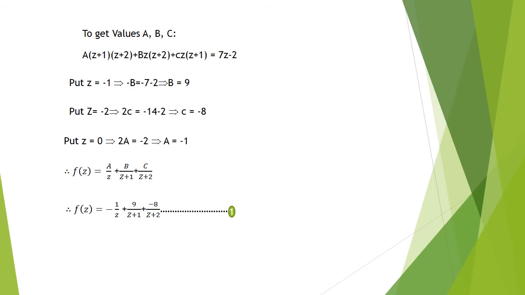Now, to get the third value, we will substitute z is equal to 0. Substitute z equal to 0, the first product becomes 1 into 2 into A, and the second product becomes 0, the third product becomes 0, and on the right hand side we get 7 into 0 minus 2, which is minus 2. So, 2A is equal to minus 2. So, A is equal to minus 1. Now, let us substitute all these values in our f of z. Minus 1 upon z plus 9 upon z plus 1 minus 8 upon z plus 2.